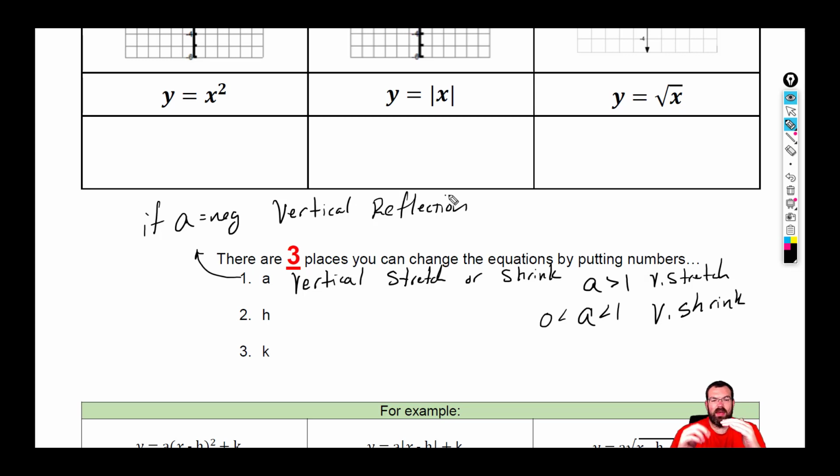If I have my square root function that kind of looks like this, if I have my a negative, it's going to be harder, but now it's going to look like this. This is kind of hard to do.